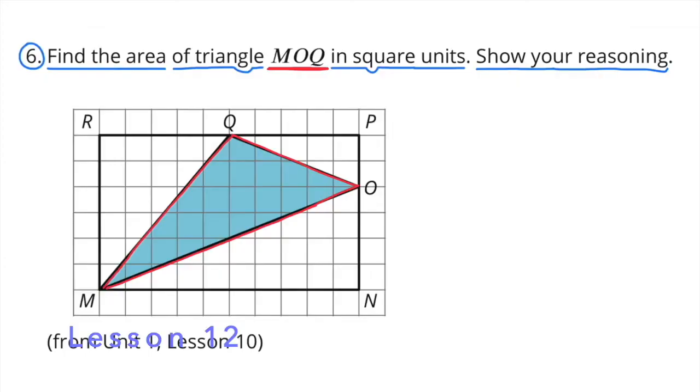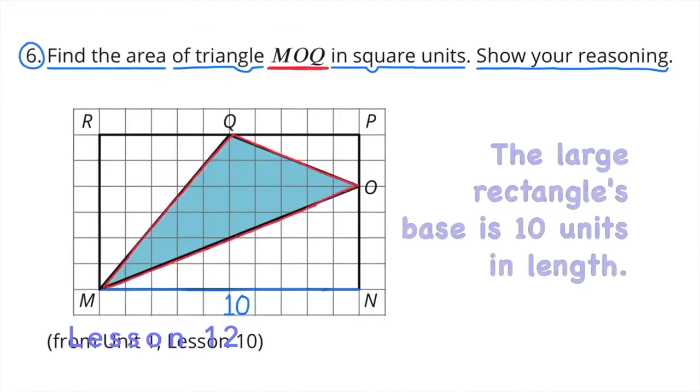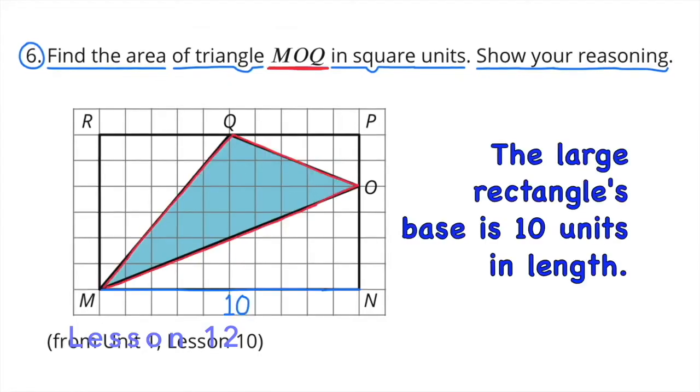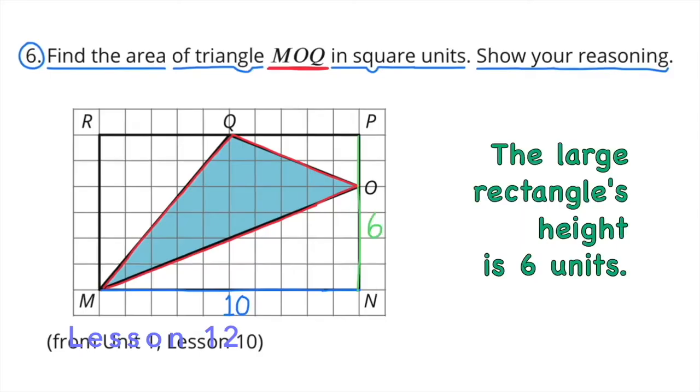Number 6. Find the area of triangle MOQ in square units. Show your reasoning. Triangle MOQ is colored blue, and it sits inside a larger rectangle. The large rectangle's base is 10 units in length, and its height is 6 units.